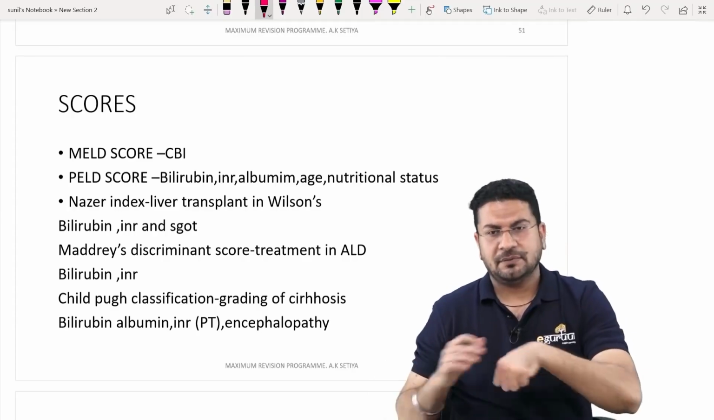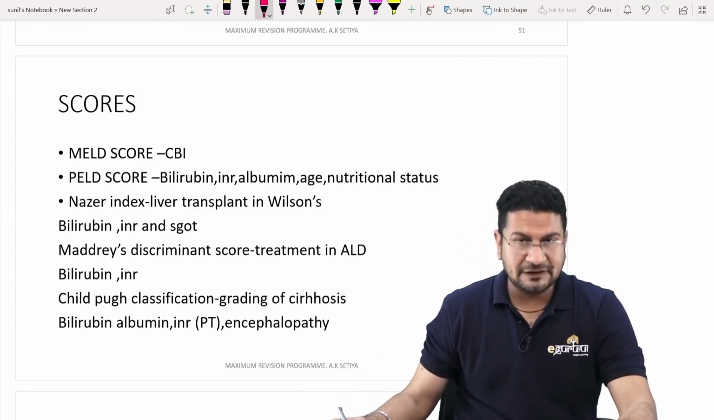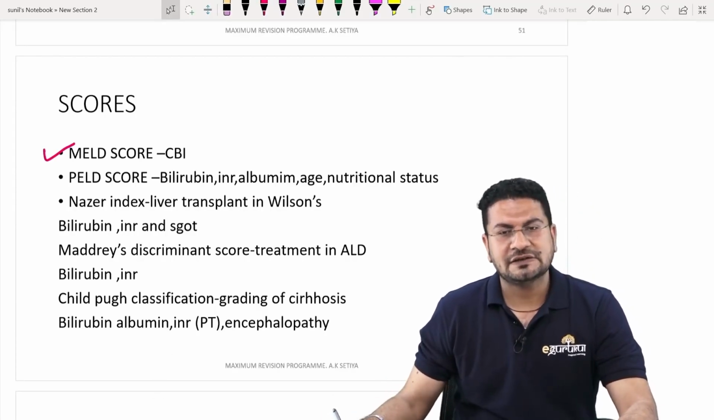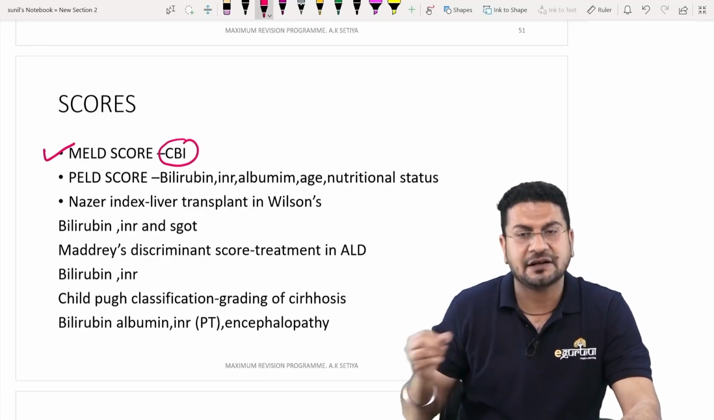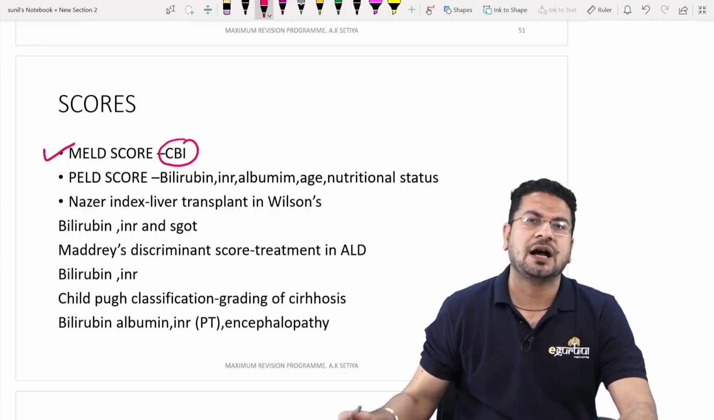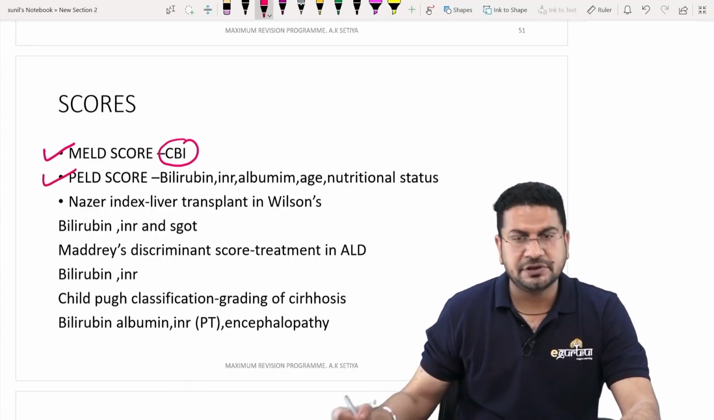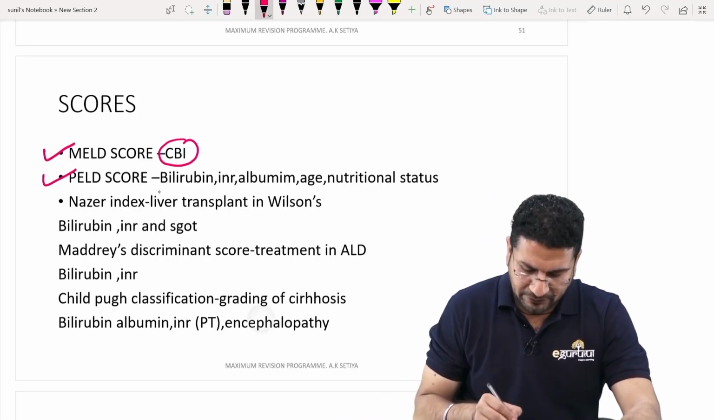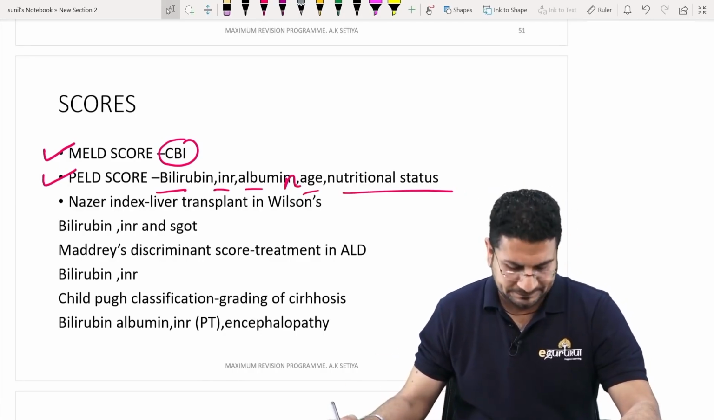Okay, so let us talk about some scores that we use in liver disorders. MELD score is Model for End-stage Liver Disease. So understand the components they ask in exam is CBI: creatinine, bilirubin, INR. The question that they ask in exam is: all are part of MELD score except. The pediatric version of MELD score is PELD score. So here we add a few more things like bilirubin, INR, albumin, age of patient and nutrition status.